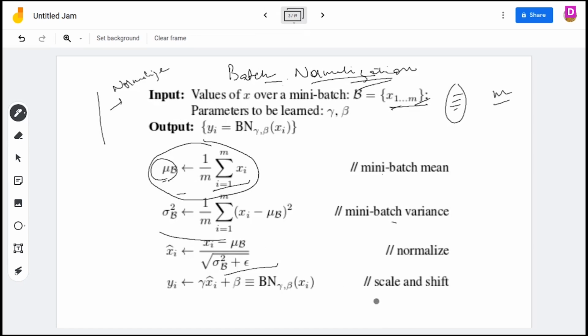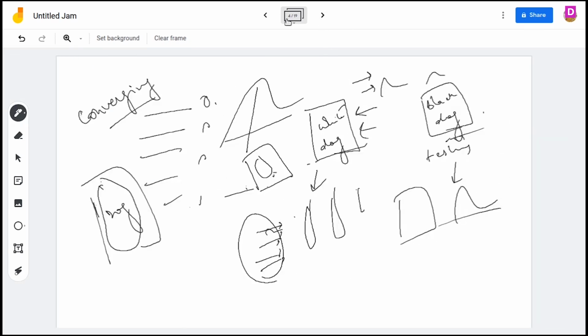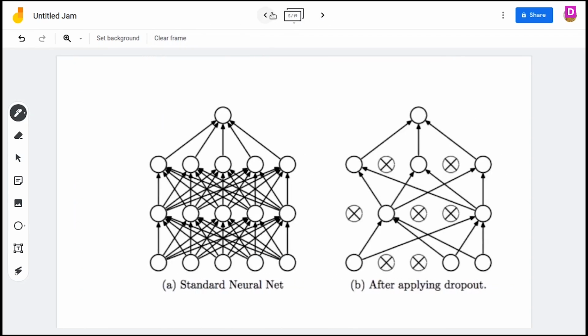So then you use the scale and shift. What it means is we multiply the normalized value by a gamma value, which is a trainable parameter, and add a beta to it. Again, beta and gamma are trainable parameters. This is how batch normalization basically works. So what are the pros and cons of batch normalization? Let us talk about that.